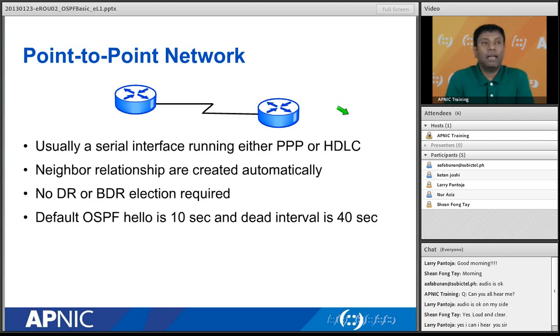Okay, the second topology that we have is point to point. So usually two routers are connected back to back like this using a serial link. In this sort of topology, normally we use HDLC or PPP encapsulation on layer 2, right? So in this point-to-point network, they don't need to elect any DR and BDR because there are only 2 routers. They build a full OSPF neighbor relationship, and they exchange hellos every 10 seconds and the dead interval is 40 seconds.